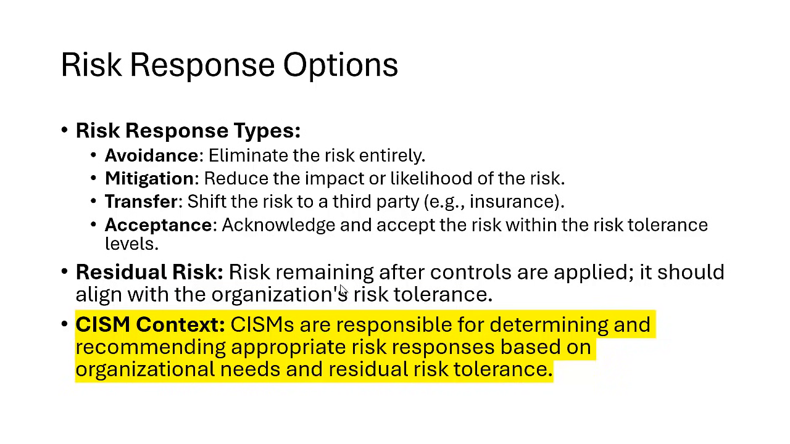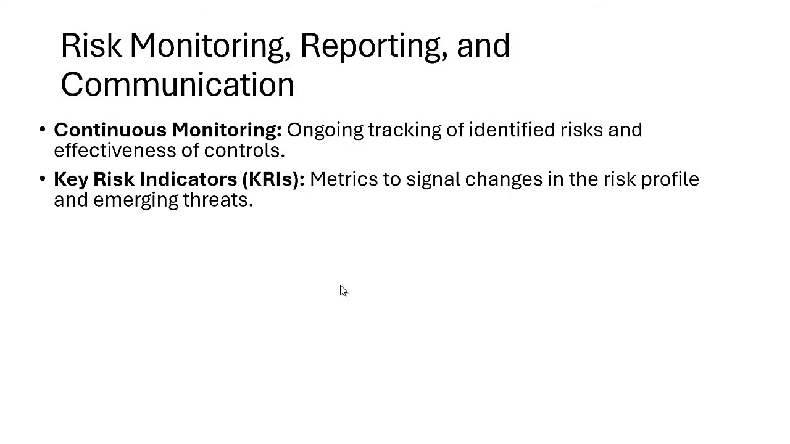So once you implement the controls and everything, the next thing is that you have to do the monitoring. So communication and continuous monitoring is very important. And this is basically where you introduce a pointer, which is called KRI, a metric to signal the change in the risk profile and emerging threats. Based on a KRI only, we take a call. In a further slide, we discuss what is KRI, key risk indicator.